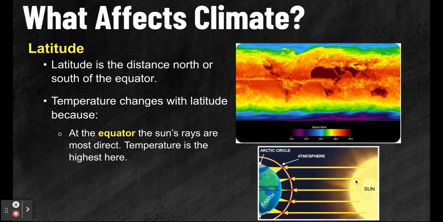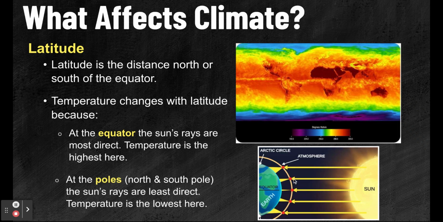And you can see that in this image here. Here's the sun, here's the earth. The sun's rays are most direct at the equator. And so the temperature is going to be highest there. But as you move to the north or the south at the poles, the sun's rays are less direct. They don't hit the earth quite directly, and that makes the temperature lowest there.